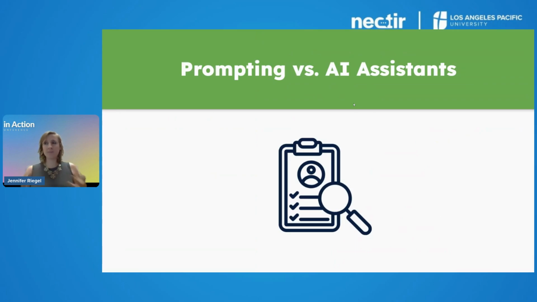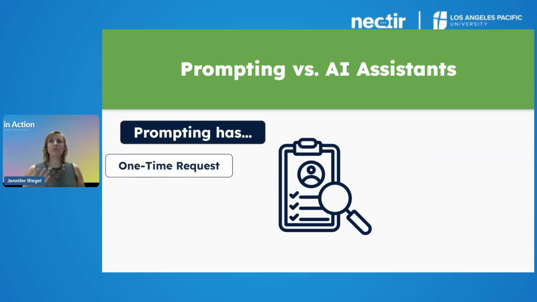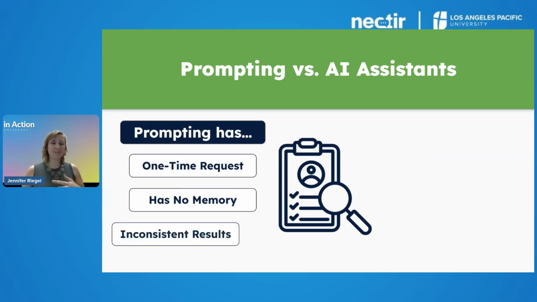At this point, AI has been around for a bit, so everybody's interacted with AI to some degree. And I just want to differentiate between prompting and AI assistants. With prompting, it usually is a one-time request, and it doesn't have any memory to go off of. Because of that, you don't have very consistent results.